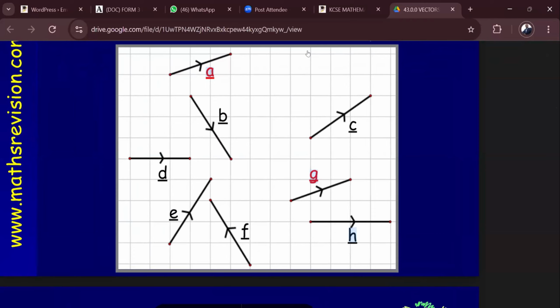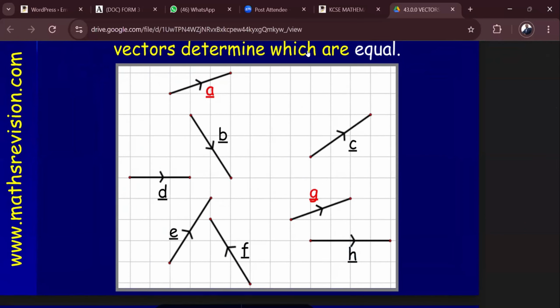Yes, vectors A and G, since they are going in the same direction and the components are the same. Very good, you're correct. Thank you. That's a very good pair, a pair of equal vectors.